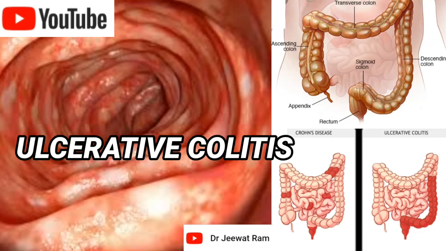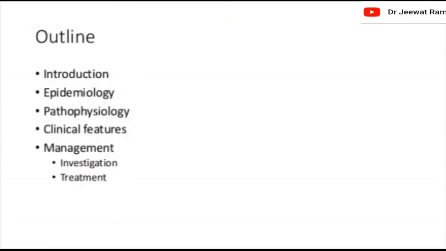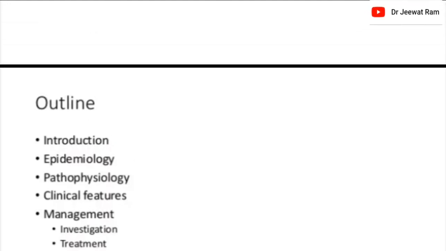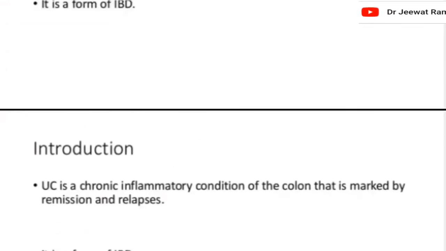Today I'm going to discuss ulcerative colitis. The outline contains introduction, epidemiology, pathophysiology, clinical features, investigation, management and treatment. Ulcerative colitis is a chronic inflammatory condition of the colon that is marked by remission and relapses. It is a form of inflammatory bowel disease.